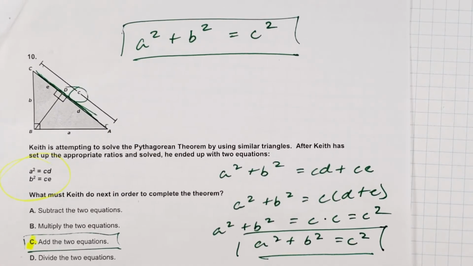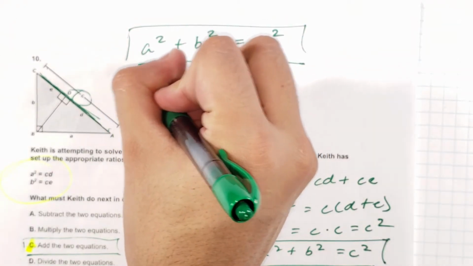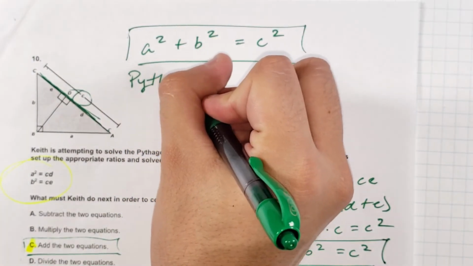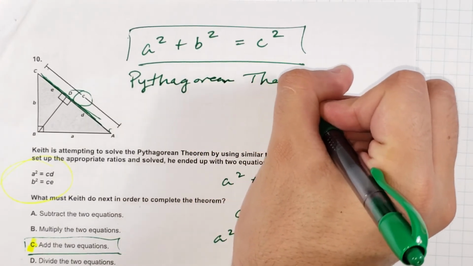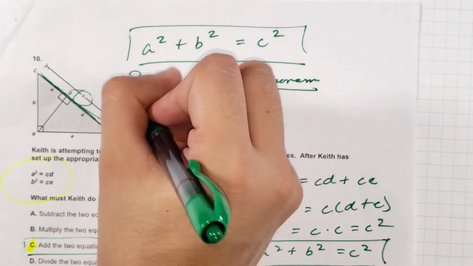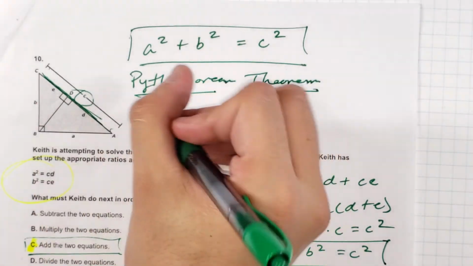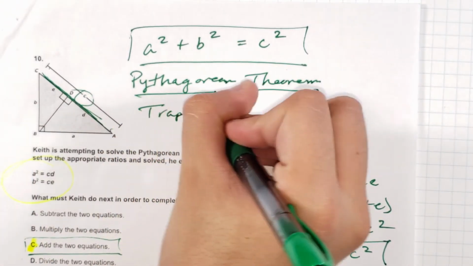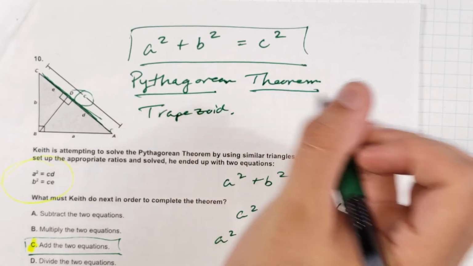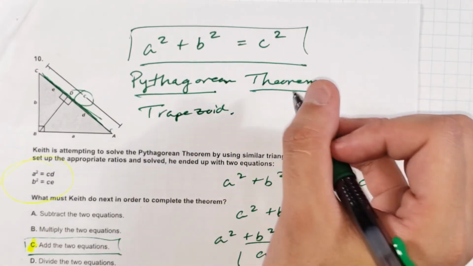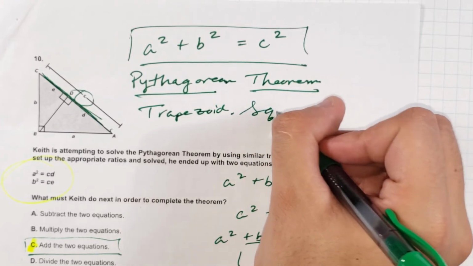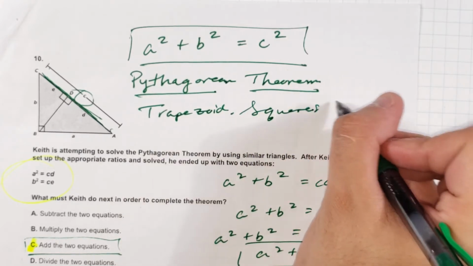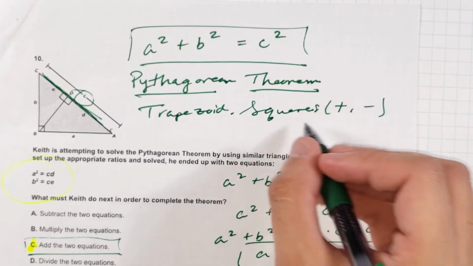But that's pretty much it, guys. I suggest you do look at some Pythagorean theorem proofs, and we're going to look at some of them later. There are a lot of ways to prove the Pythagorean theorem. You can use a trapezoid, which is what I'm doing with my pre-algebra class. You can use squares, and then what you do when you have squares is you add and subtract stuff to prove it.